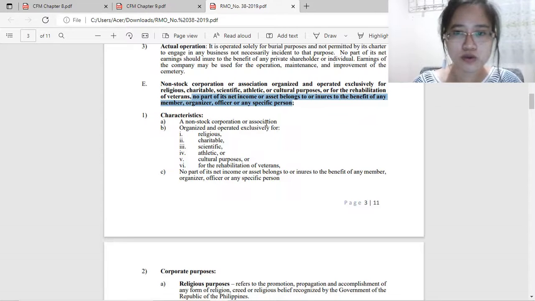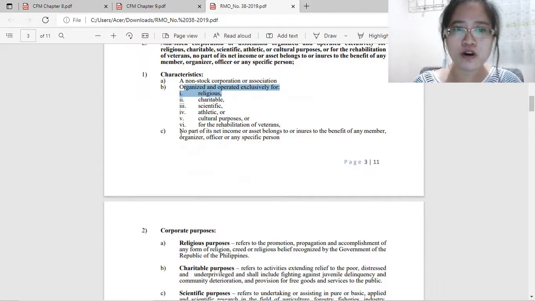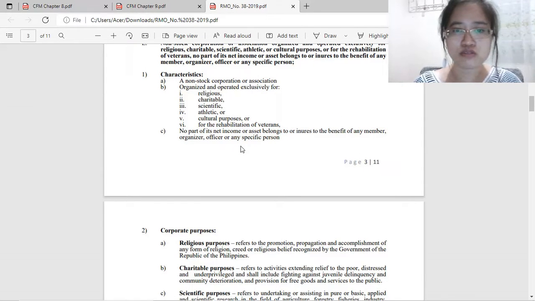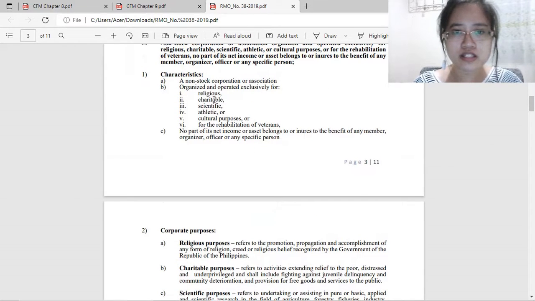Characteristics: non-stock corporation or association, organized and operated exclusively, not for any other purpose. Religious, so a church would fall under religious purpose. No part of its income or asset belongs to or inures to the benefit of any member, organizer, officer, or any specific person. Normally, if any of these characteristics or requirements is not satisfied, then the tax exemption may not be granted, or if it's already granted, it may be revoked.